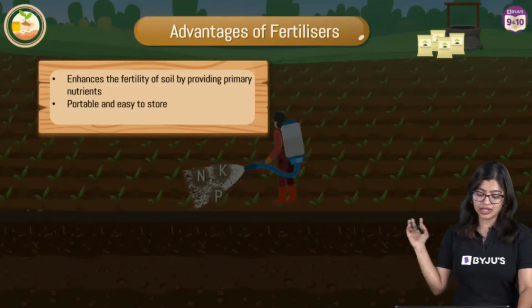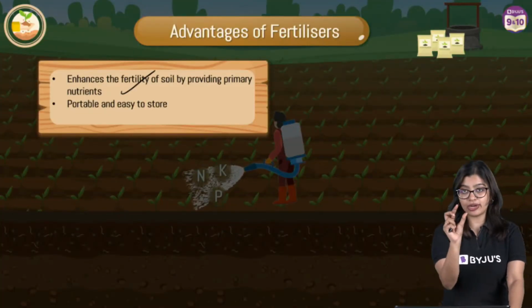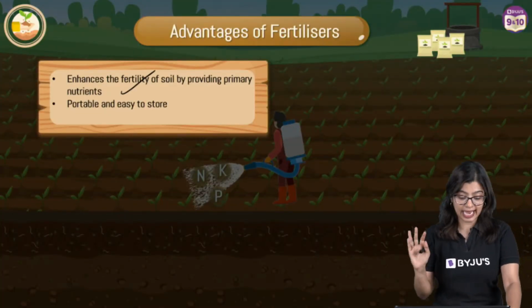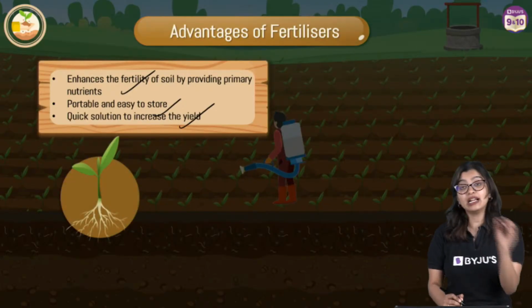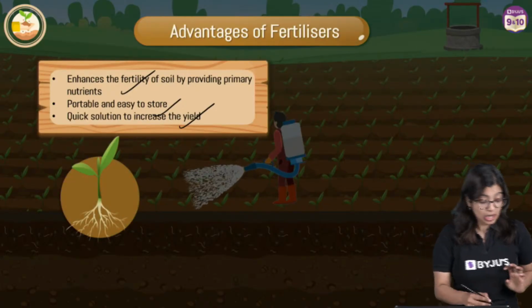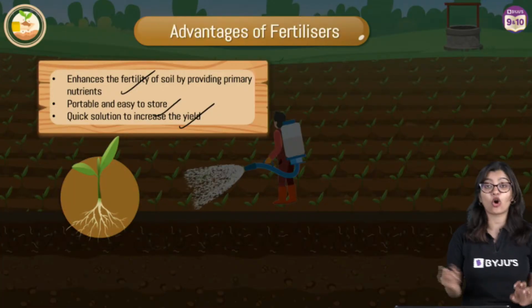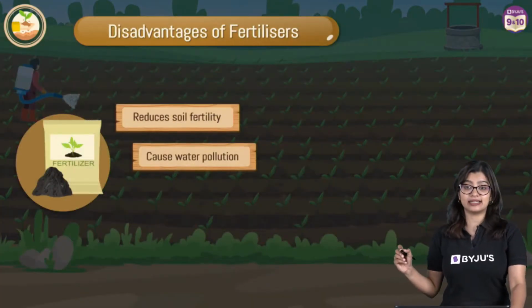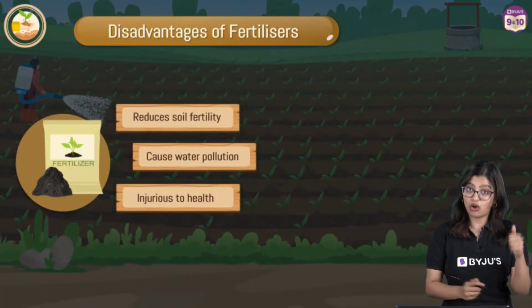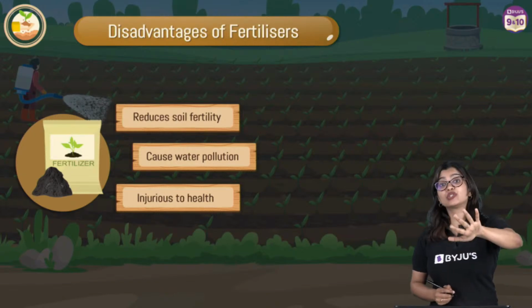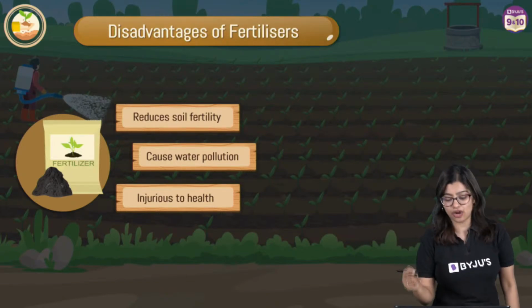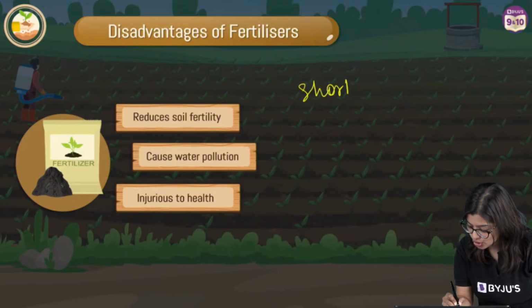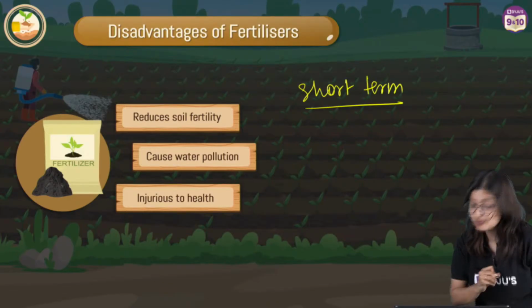What are the advantages? See, because the number of nutrients are fixed, soil fertility is ensured. It's easy to store, it is portable, right? And will give you high yield, right? But you know that the fertilizers bear a cost. Fertilizers come with a cost, because if you use them on a large scale, it is a short-term solution.